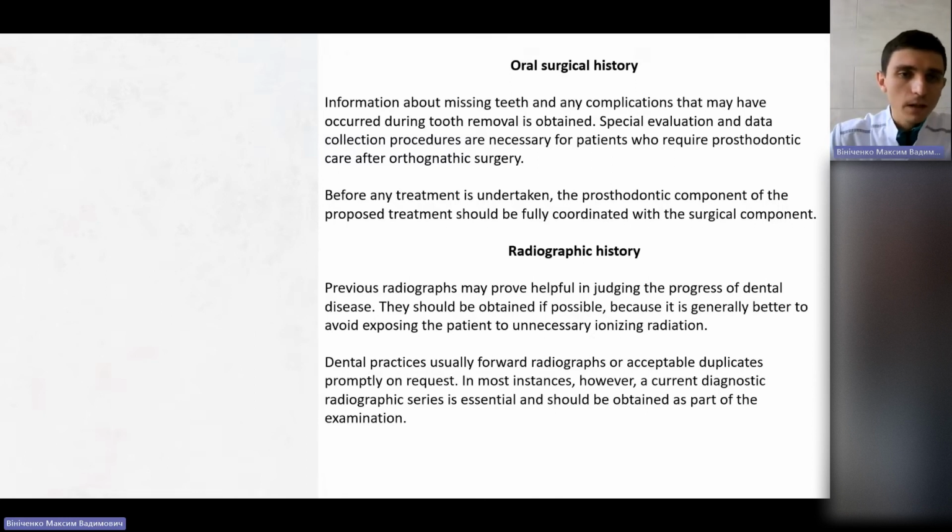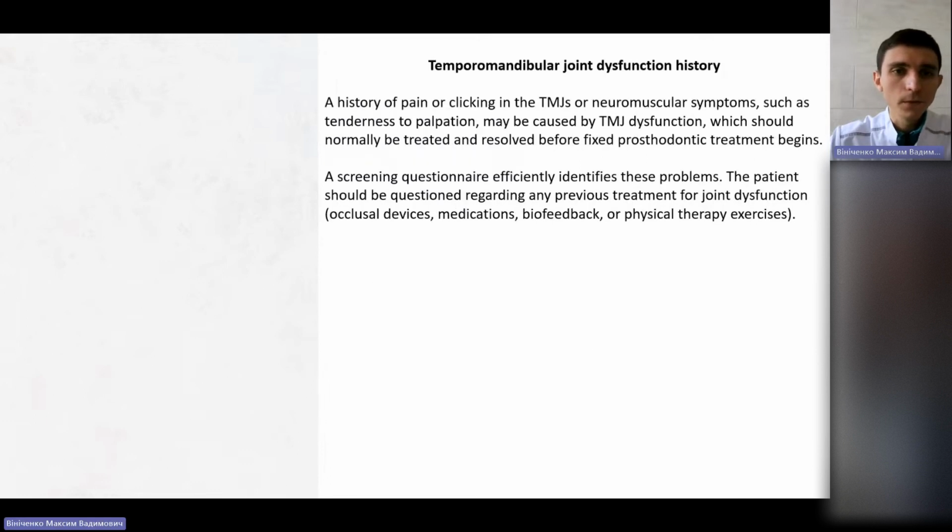Radiographic history. Previous radiographs may prove helpful in judging the progress of dental disease. They should be obtained if possible because it is generally better to avoid exposing the patient to unnecessary ionizing radiation. Dental practices usually forward radiographs or acceptable duplicates promptly on request. In most instances, however, an accurate diagnostic radiographic series is essential and should be obtained as part of the examination.